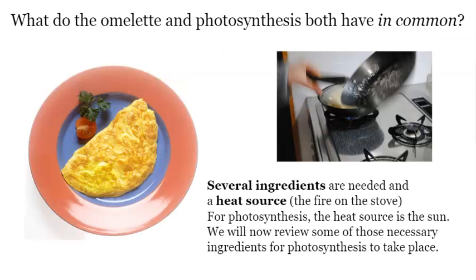Welcome back. So, what do the omelet and photosynthesis both have in common? How are they the same or how are they similar? Well, the omelet has several ingredients, and so does photosynthesis. Several ingredients are needed and a heat source. For the omelet, it was the fire on the stove. For photosynthesis, the heat source is the sun. We will now review some of those necessary ingredients for photosynthesis to take place.